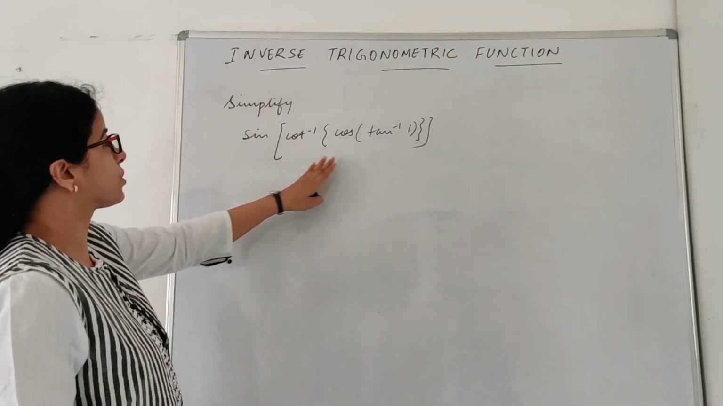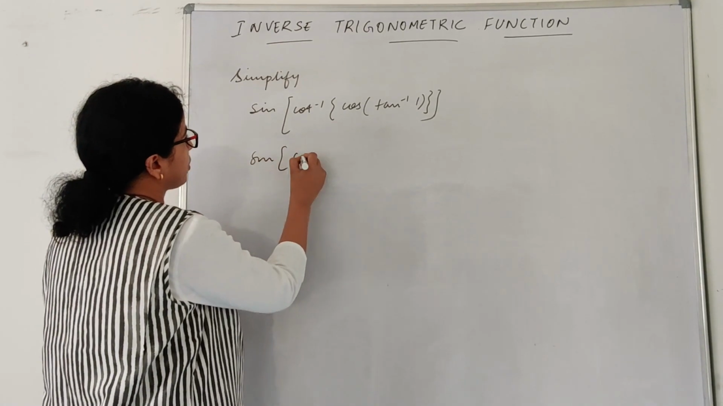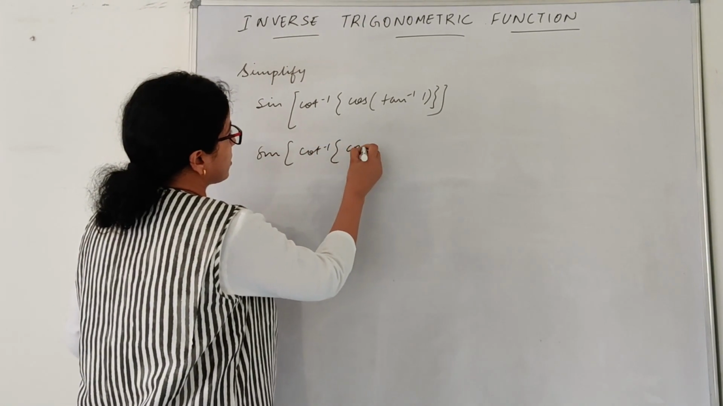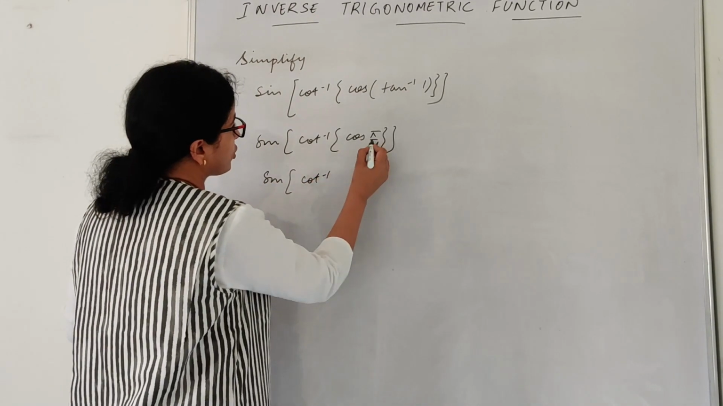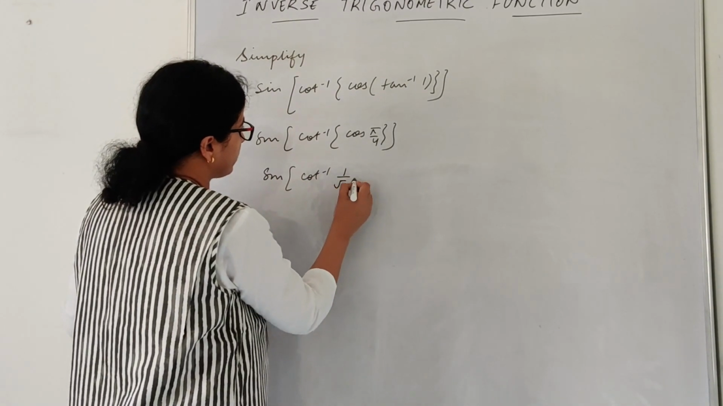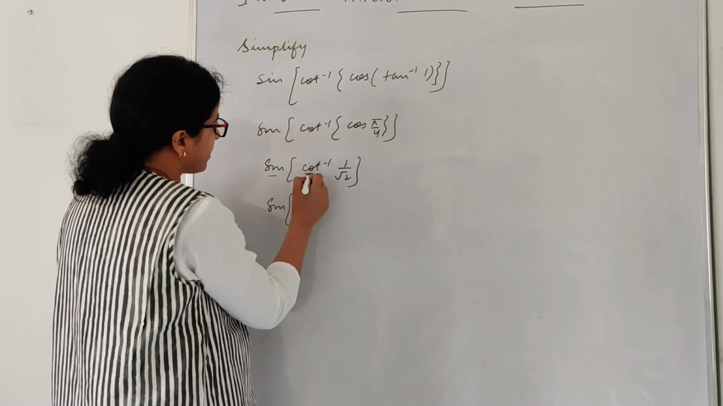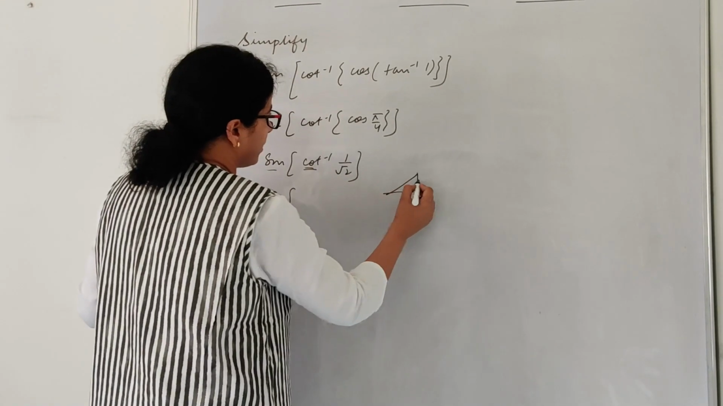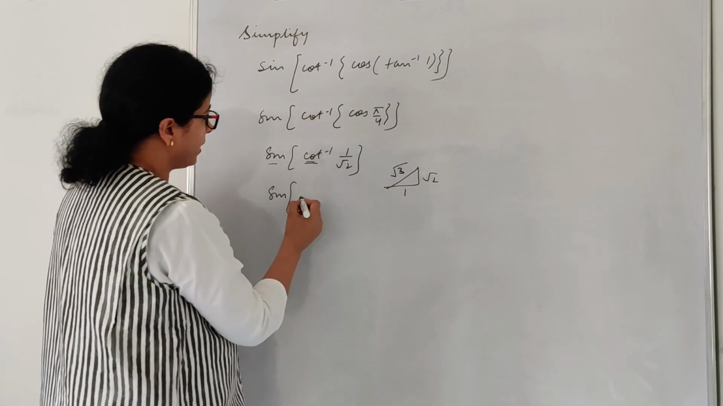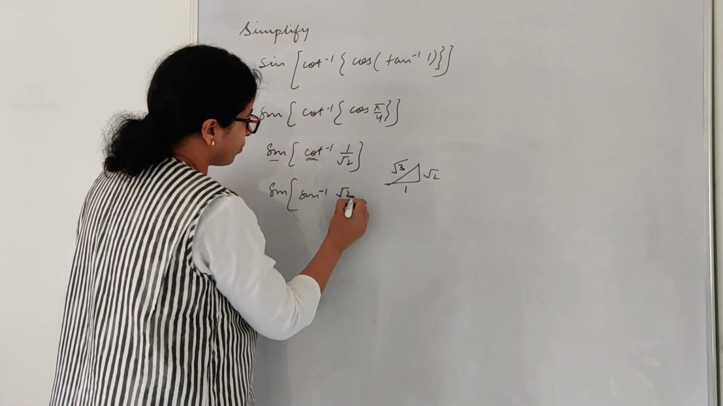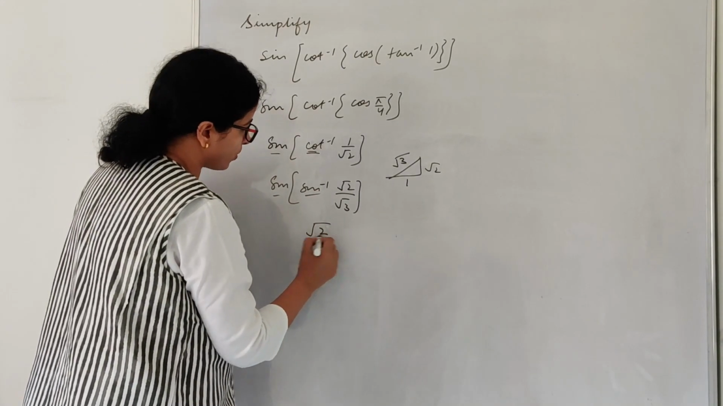So now this question is given. We will start with the inner bracket. So sin(cot⁻¹(cos(tan⁻¹ 1))). Tan inverse 1 means pi by 4. Cos of pi by 4 is 1 by root 2. Now we have to change this into sine inverse, right? Again, so 1 by root 2, what will this become? 3, right? So it will be sin(sin⁻¹(√2/√3)). So sine of sine inverse will become root 2 by root 3.